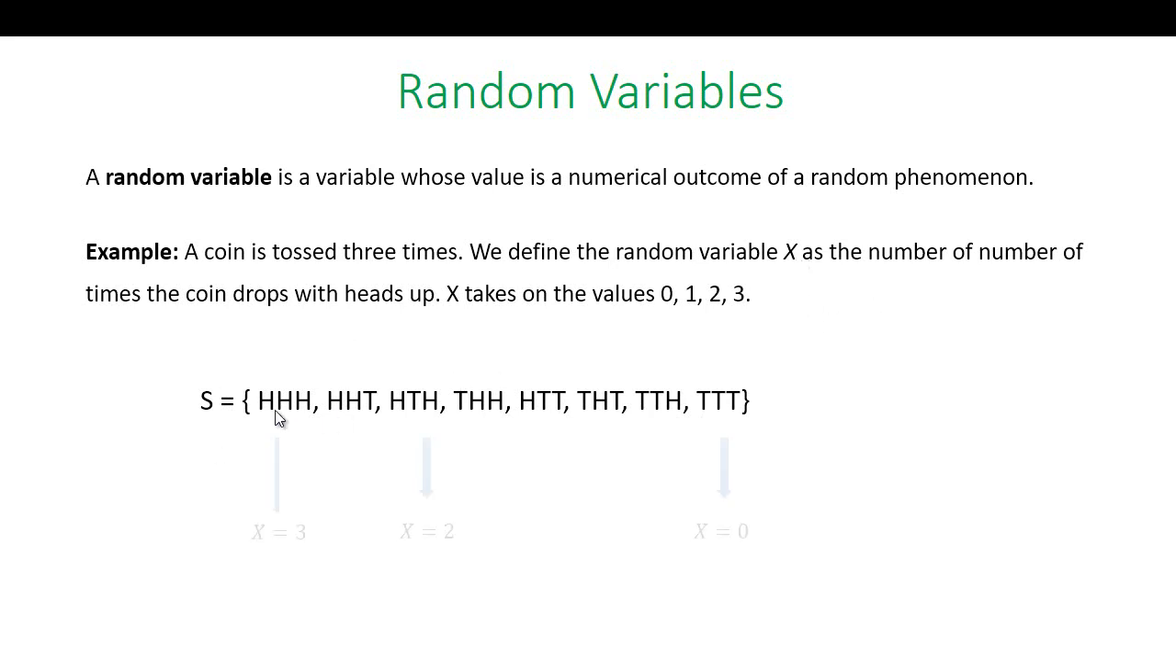So for the outcome HHH, the value of x is 3. Remember, x is the number of heads, so the value of x would be 3. For the outcome HTH, the value of x would be 2, and for the last one, TTT, the value of x would be 0. So again, x is the number of heads. Each outcome has an associated x value. So you can think of x as a function that associates each outcome in the sample space with exactly one real number.